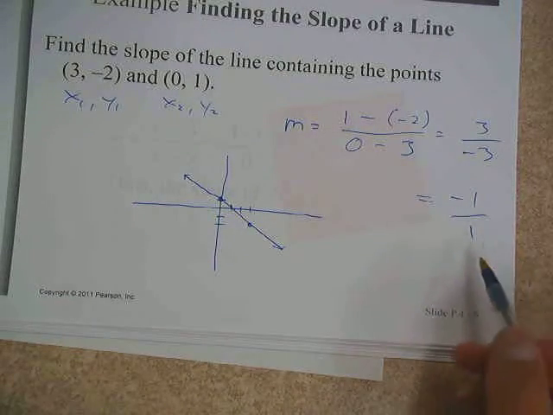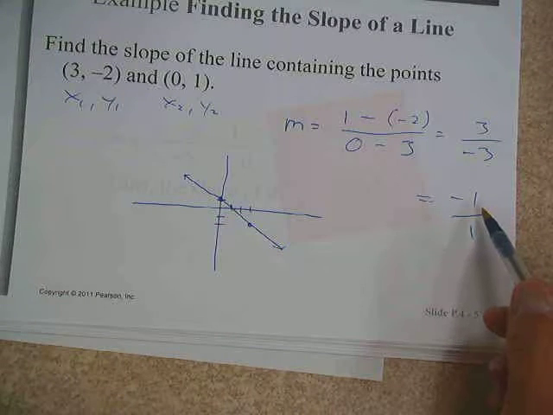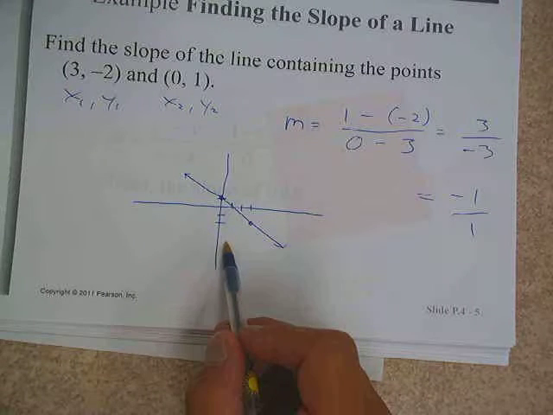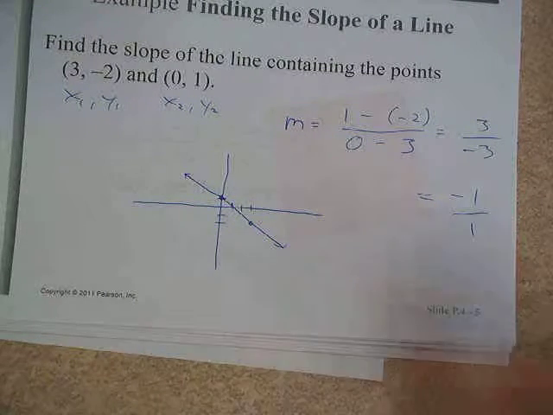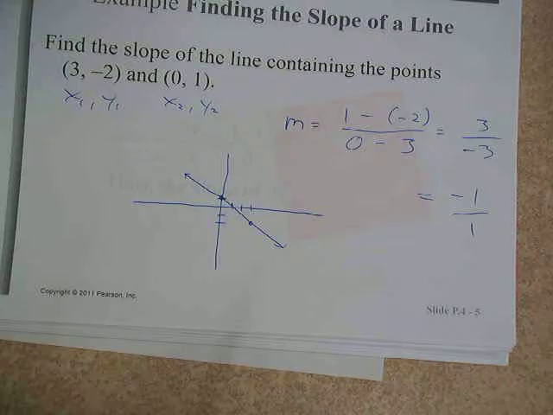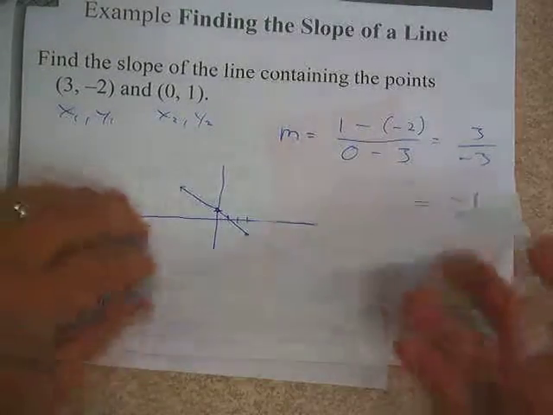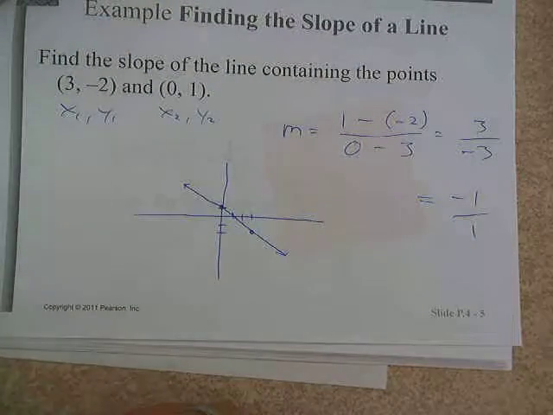So that slope indicates how we're moving from left to right. Are we going up or are we going down? And then ultimately, how steep is it? Because if this had been negative 5, then this line would have been a whole lot steeper, because I would have gone down 5 and over 1, down 5 and over 1. Okay. Any questions about slope so far?